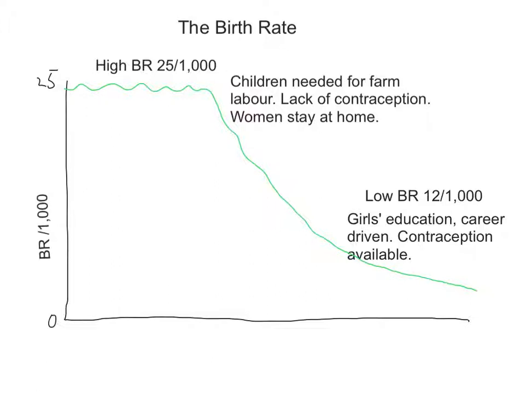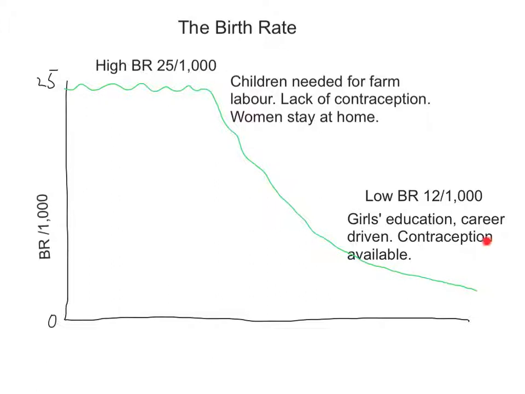As a country develops, the birth rate will begin to fall, maybe to 12 live births per 1,000. And this can be attributed to things like girls' education being improved. If you start to educate girls, they will then go on to perhaps have a career, and they will delay having a family. Some will choose not to have a family at all, and they will remain childless. This all contributes towards a low birth rate.